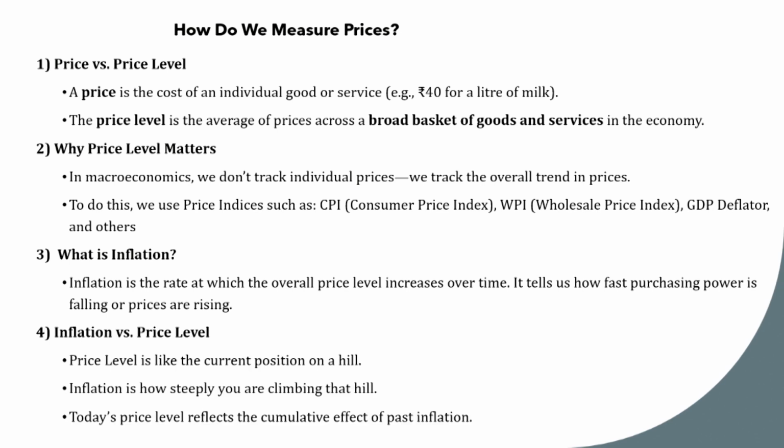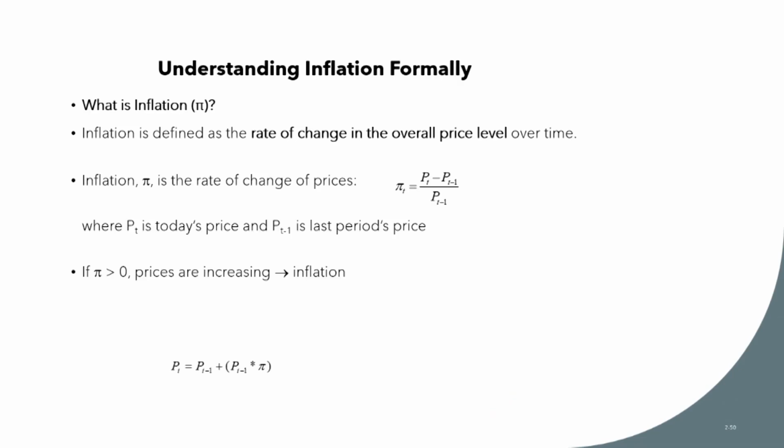To make a distinction between inflation and price level: the price level is like your current position on a hill, and inflation is how steeply you are climbing that hill. Today's price level reflects the cumulative effect of past inflation. Let's now move to understanding inflation more formally. First of all, what is inflation? Inflation is defined as the rate of change in the overall price level over time. So inflation is the rate of change of prices.